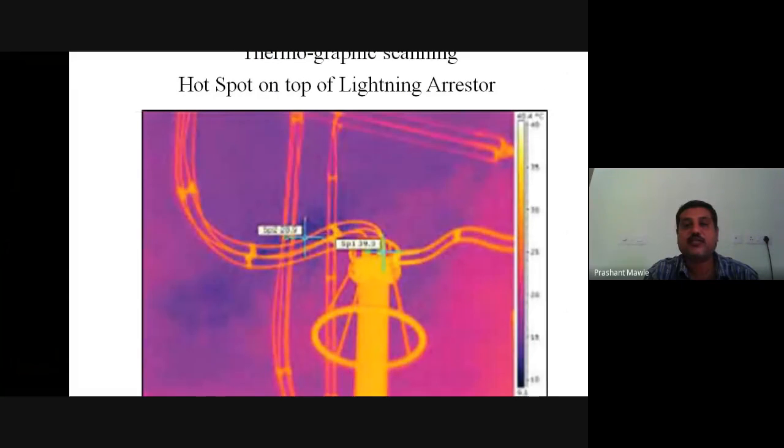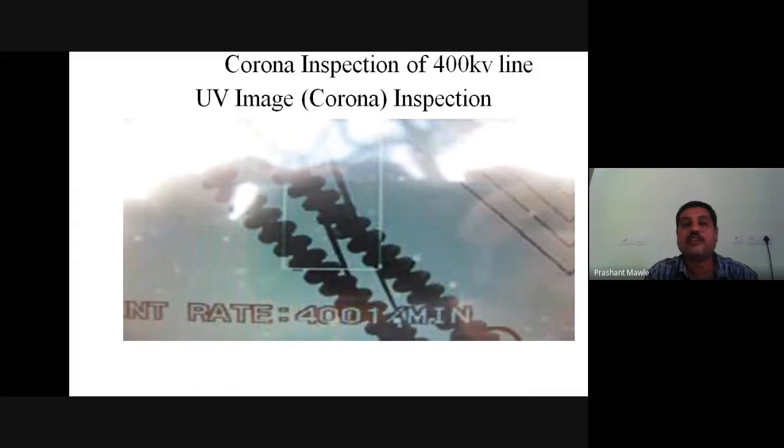Here thermographic scanning is used as the inspecting equipment on the lightning arrestor. So here we can see a hotspot. We are identifying where we can detect the temperature, which is indicating that there is some loose connection or some maintenance is required at that particular point. Then corona inspection we are identifying by UV camera image, and accordingly we can decide which type of insulator discs are going to be damaged.